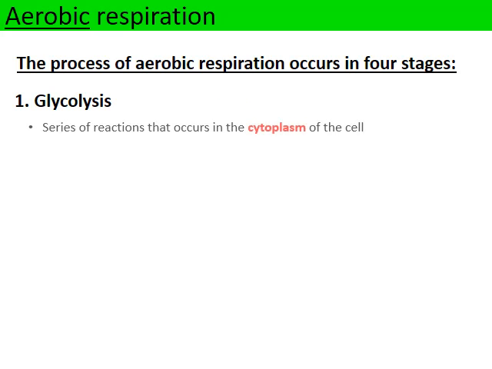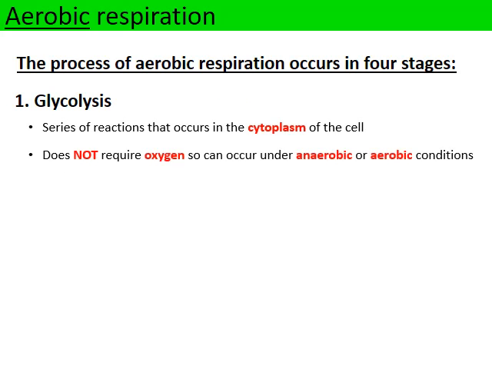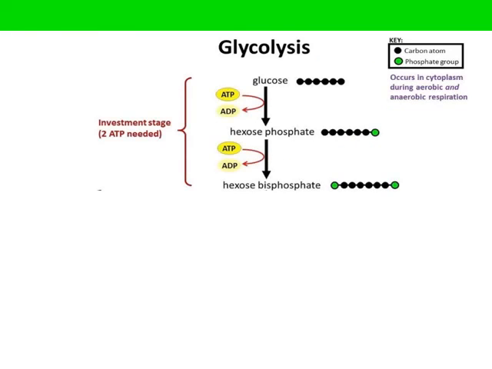So we're going to start with glycolysis. Now we said this occurs in the cytoplasm. It does not require oxygen, and it can occur under anaerobic or aerobic conditions. So anaerobic conditions, we will have a lack of oxygen, and we know aerobic conditions will be in the presence of oxygen. So we get glycolysis under both of these conditions. So this is the first step that occurs in the cytoplasm, and all the enzymes involved in glycolysis are actually coded for by genes inside the nucleus of the cell.